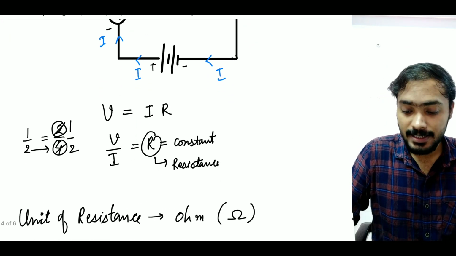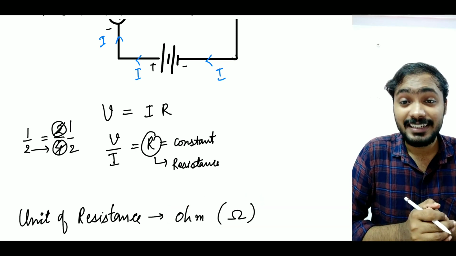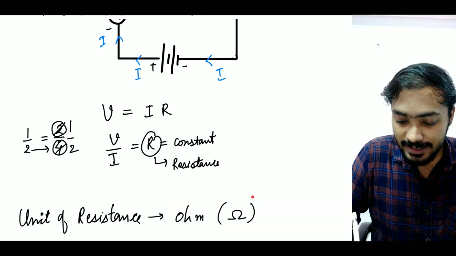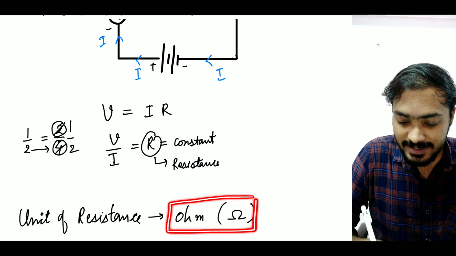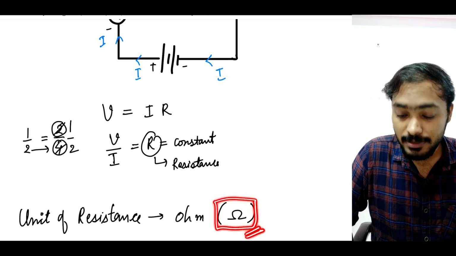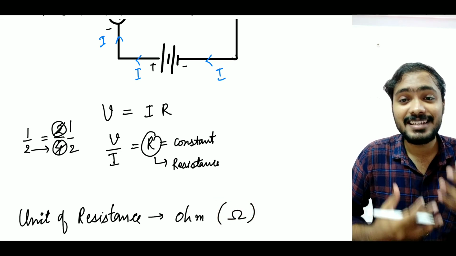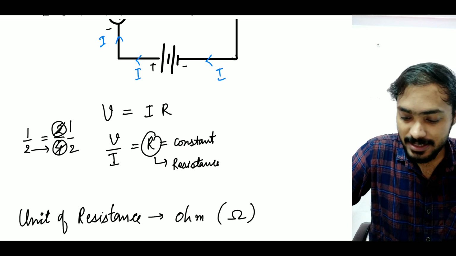Unit of resistance. This is named after the scientist who discovered Ohm's law. So the unit of resistance is the ohm. It is given by this Greek symbol omega. This is a Greek symbol which is omega. You just simply write it like this. Let me just write it down.